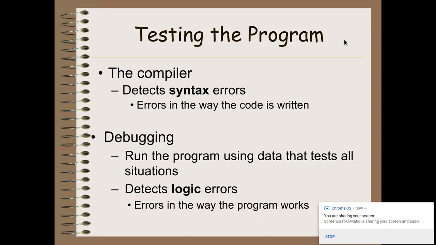It works properly, but it's not giving us the results that we want. So for example, 4 minus 2 equals 3, right? It'll give us the wrong answer. That's a logic error. We've got to say, okay, why is the code giving us the wrong answer?